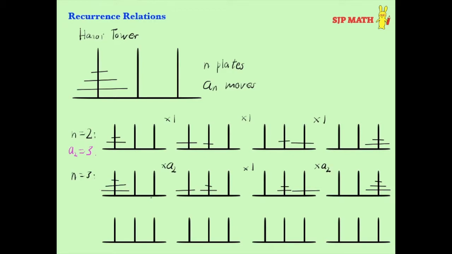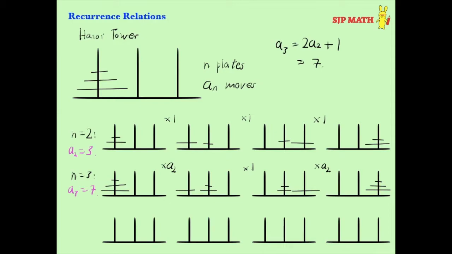So in conclusion, A3 is just 2 times A2 plus 1. So that's our formula for A3. And because we found A2, that'll just be 7. So A3 is equal to 7. And now we can see that a term depends on the previous scenario. So we're getting an idea of how recurrence relations play a role here.